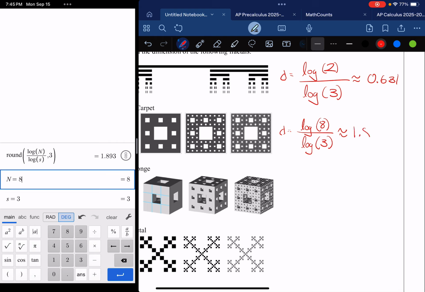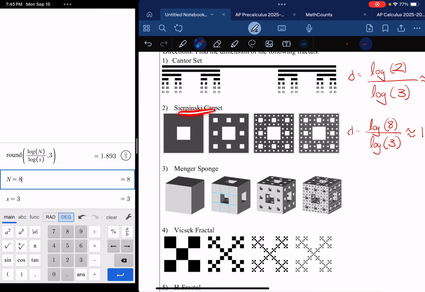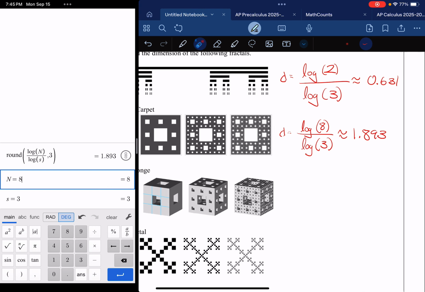1.893, which is really, really close to a space filling curve. It's really close to a dimension of 2. If you're a dimension of 2, you're just talking about area, right? This is really close to area, but we can see there's holes. All those holes, when this eventually goes to infinity and becomes the real Sierpinski carpet, it will be full of holes, and therefore it doesn't perfectly fill the second dimension.